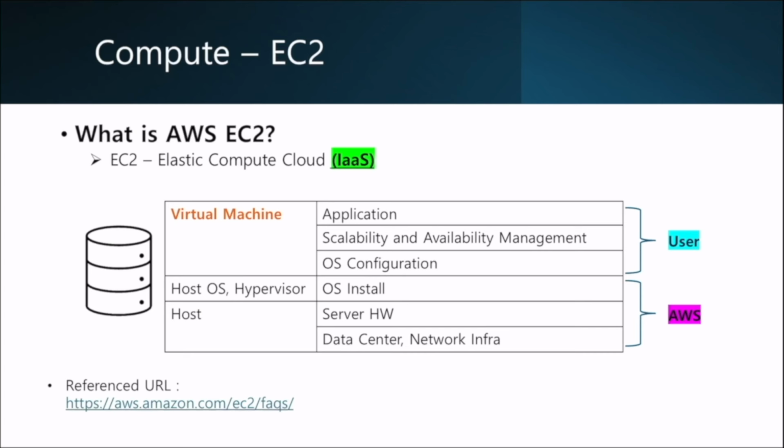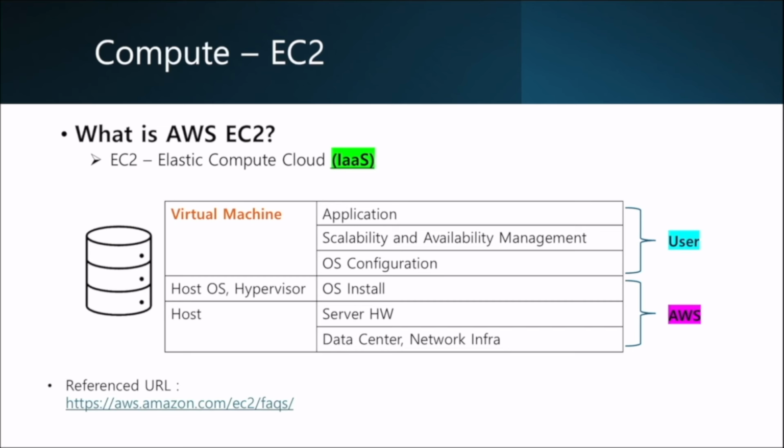AWS sets up the infrastructure and the hypervisor, which is software that virtualizes servers and allows them to be shared. AWS users can be seen as using a virtual machine, VM, on a hypervisor. For the VM, the user can install a guest OS and configure scale out and availability settings, and you can use it by uploading an application on top.